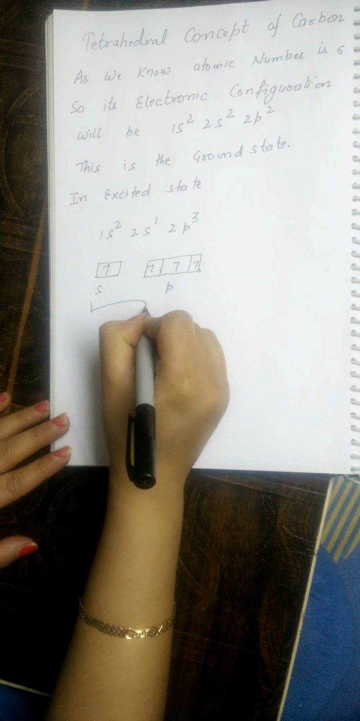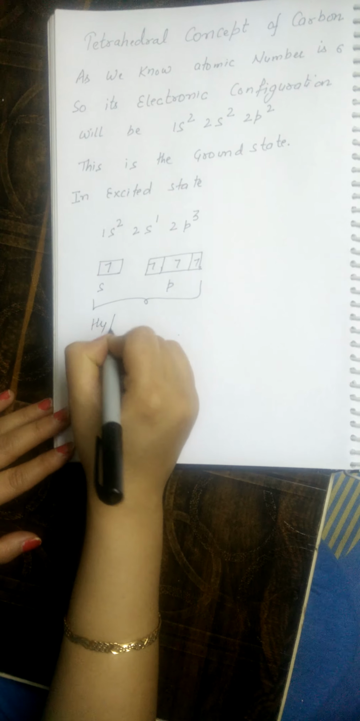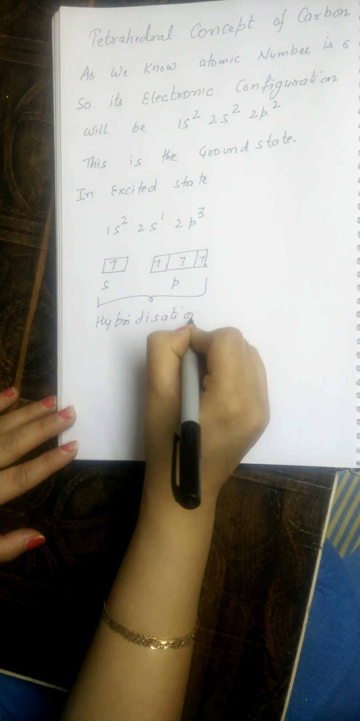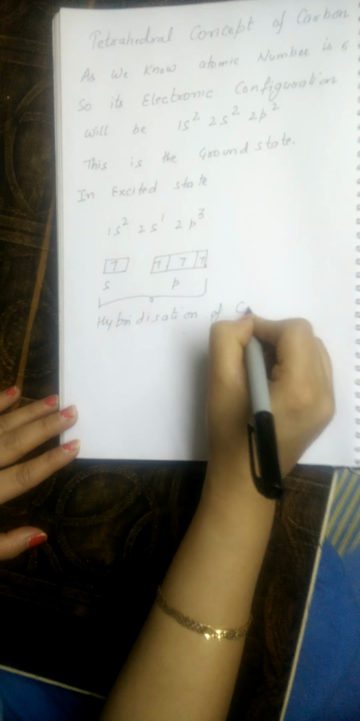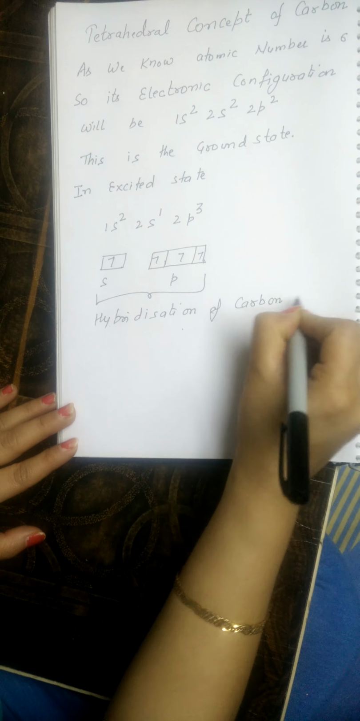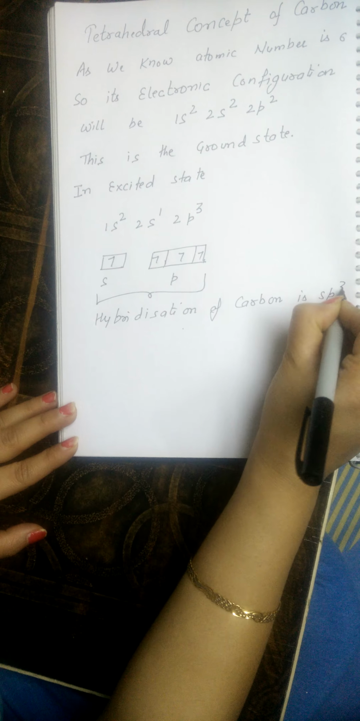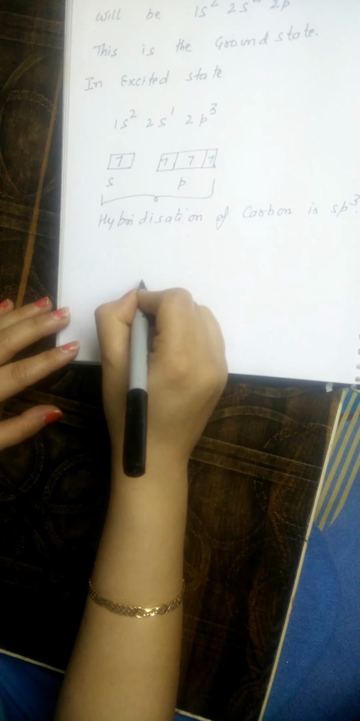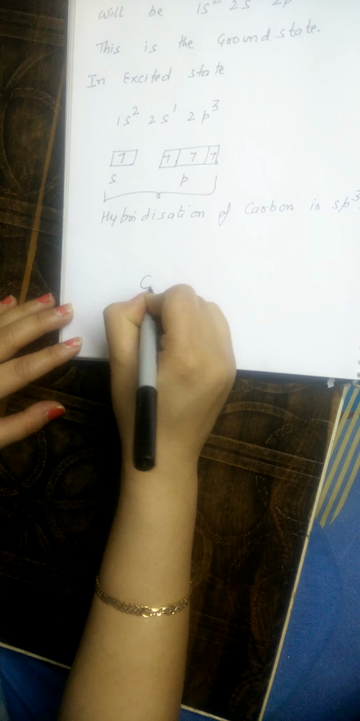So overall, the hybridization of carbon is sp3. With sp3 as hybridization, carbon makes 4 bonds.